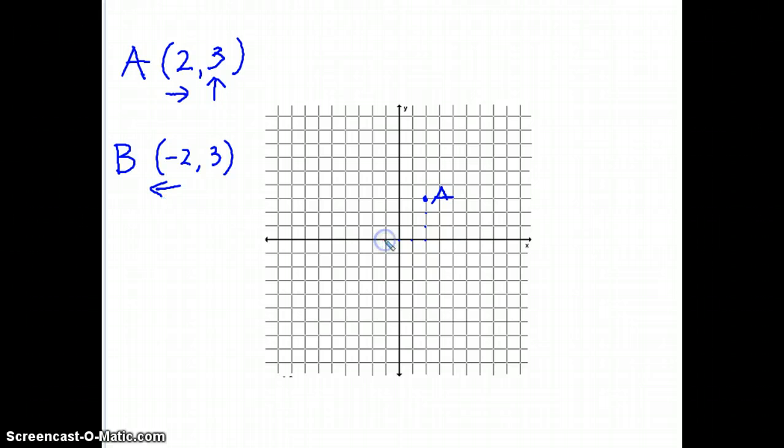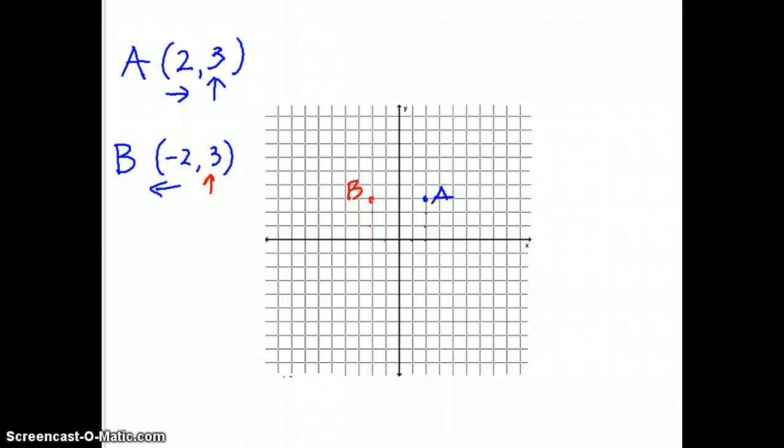And when I move left 2 units, I'm here. And then I will be going up 3 units. 1, 2, 3. So I have my new point of B. So I have my 2 points A and B noted.